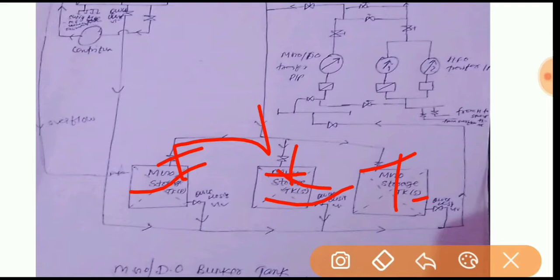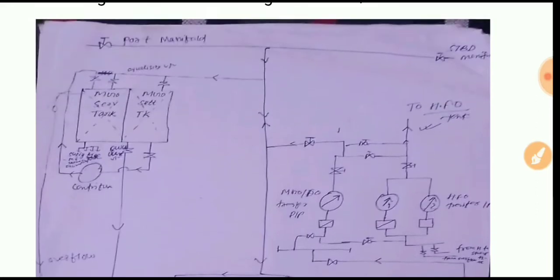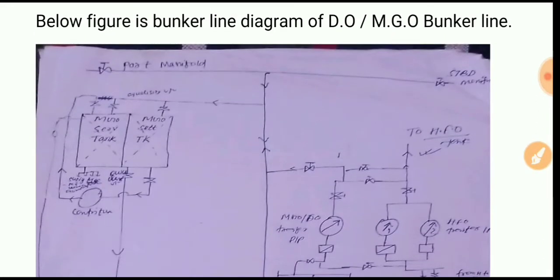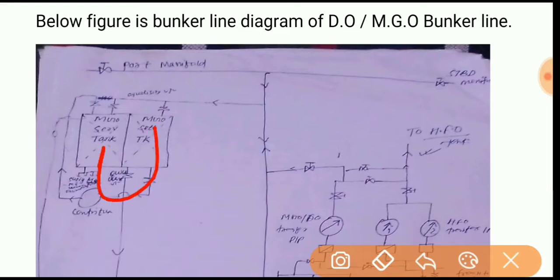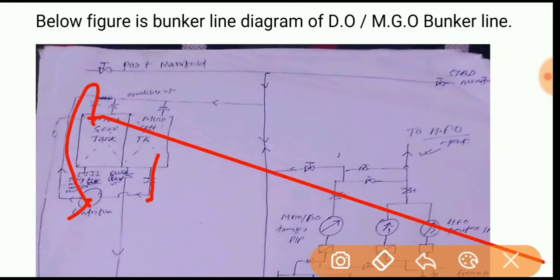This is for bunkering. I have already told you fuel is used in the incinerator, boiler, and generator through the service tank, and in the service tank fuel is purified by centrifuge and transferred from settling to service. This is the centrifuge and filling line.